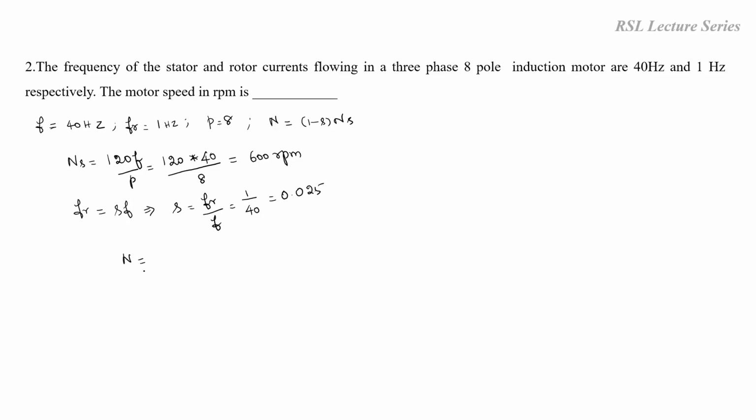Okay. So now we'll substitute S and NS in this equation for N. So N is nothing but the speed of the rotor or speed of the motor, both are the same. So (1 minus 0.025) multiplied by 600 RPM. So this will give you 585 RPM.